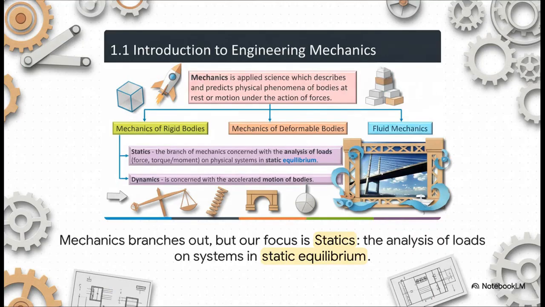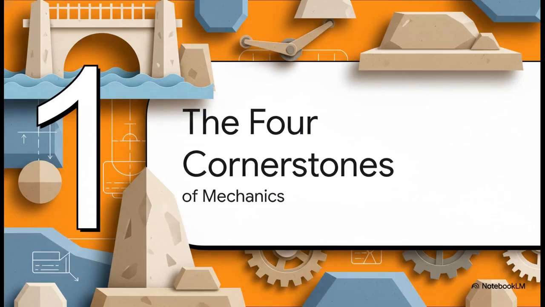Now, mechanics is a huge field. As you can see here, it covers everything from solid objects to fluids. But for us, in this course, we're going to zero in on one specific area: statics. And that means we're studying systems that are in equilibrium, which is just a fancy way of saying they aren't moving. Our job is to figure out all the forces at play that let a structure, like this bridge, stay perfectly still and stable. So how in the world do we start analyzing something as big and complex as a bridge? You might be looking at that and thinking, wow, where do we even start?